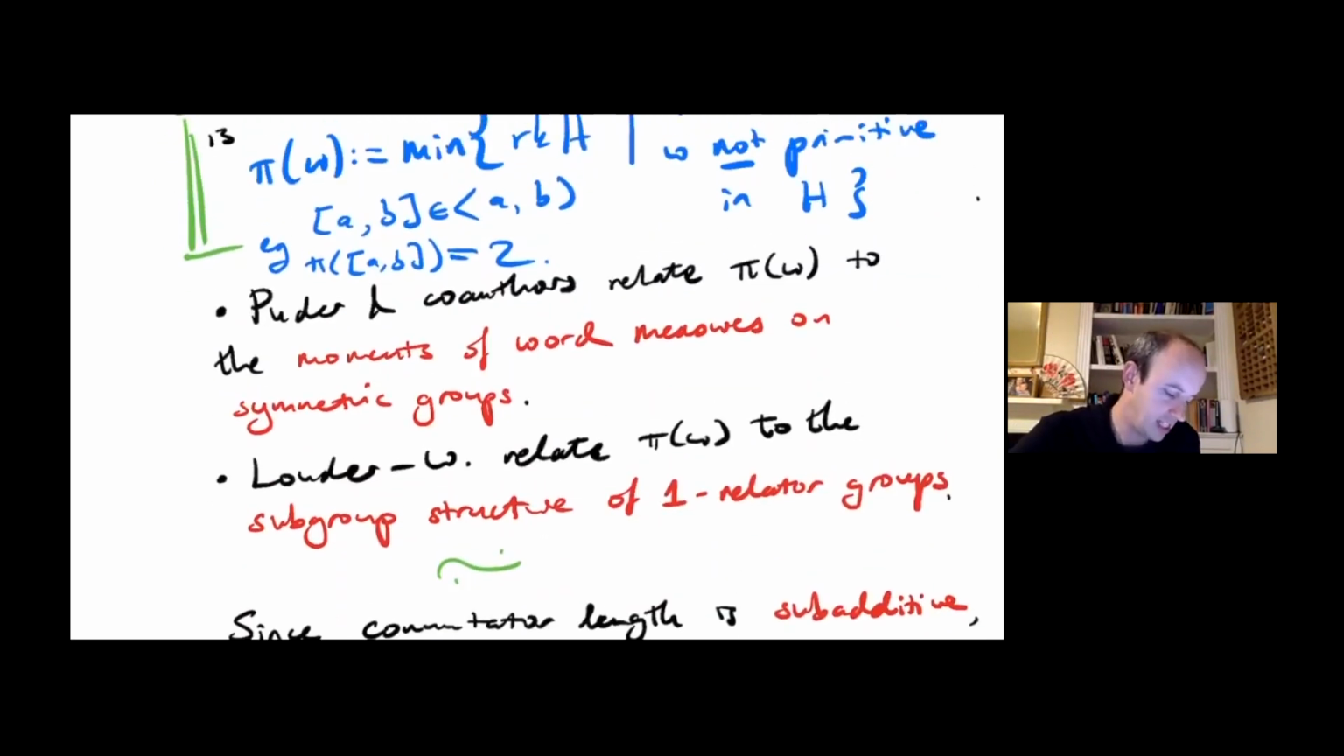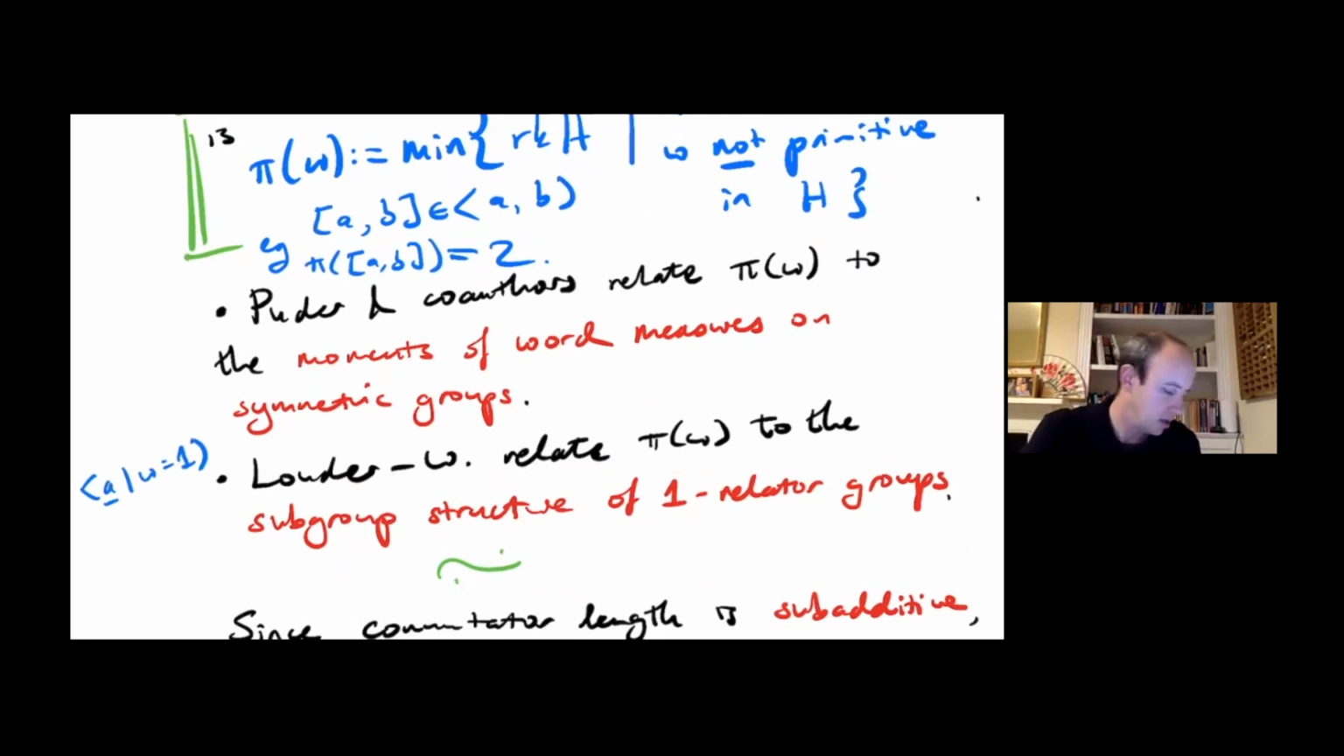So, and then actually, Lars Lauder and I, in earlier work, related pi of W to the subgroup structure of one-related groups as well. So we were interested in groups of the form A generated by A, where your word W is going to be the relator somehow. So we're going to be interested in groups of this sort of form. So I'll write it like that.